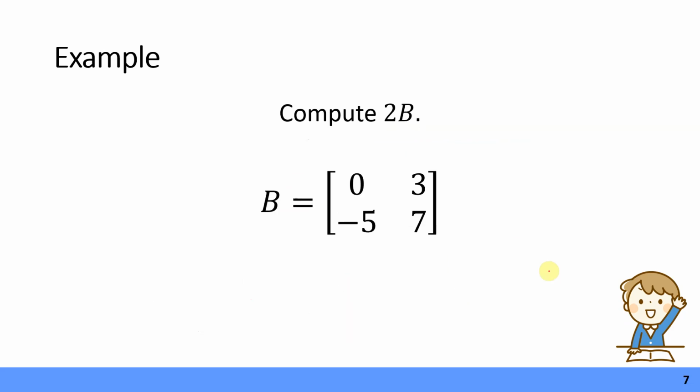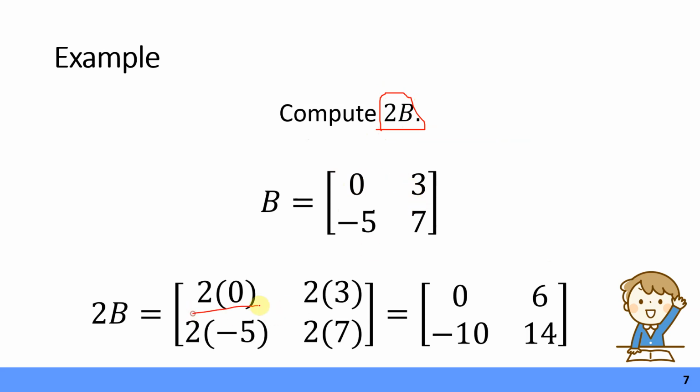All right, let's go ahead and try one more here. So again, this one's still a 2 by 2. My answer is still going to be a 2 by 2. And here it says compute 2B. So that means I'm just going to multiply all of those numbers by 2. So 2 times 0 on the upper left corner, 2 times 3 on the upper right, 2 times -5 on the lower left, and 2 times 7 on the lower right. And all you have to do is just compute that.